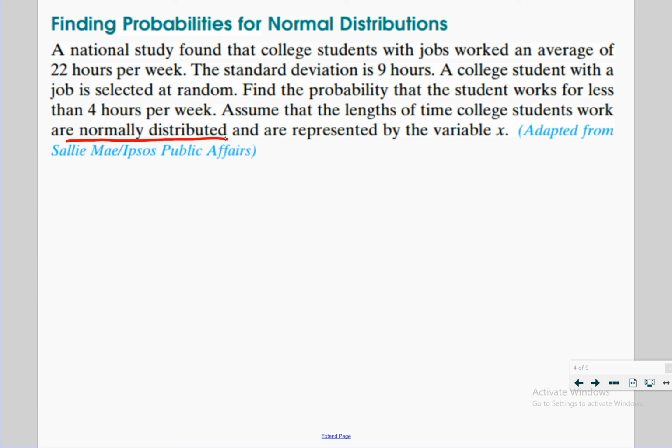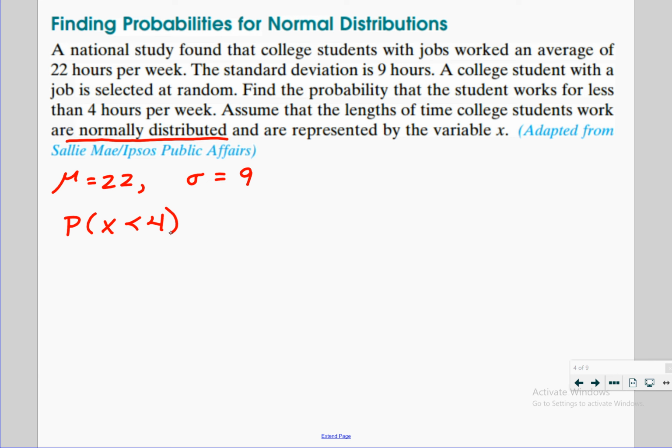All right, information that I'm given. I am given that the mean, or the average, is 22. I am given that my standard deviation is 9. And I am calculating the probability that, in this case, the length of time, x, is less than 4 hours per week. Okay, so that's the problem that we're answering.